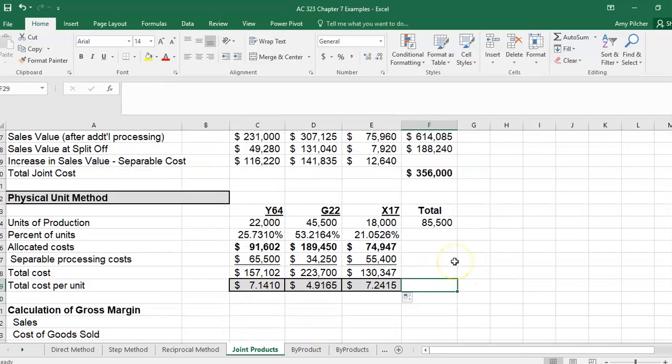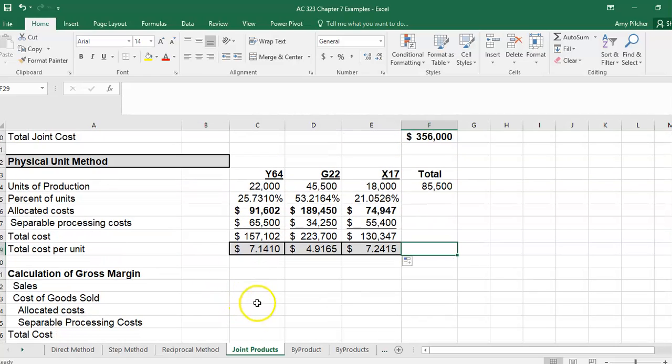We then divide that total cost by the number of units produced to get a total cost per unit. So under the physical unit allocation method, we have a total cost per unit for each of our three product lines. We then want to say, how much money do we make on those product lines under that allocation method?